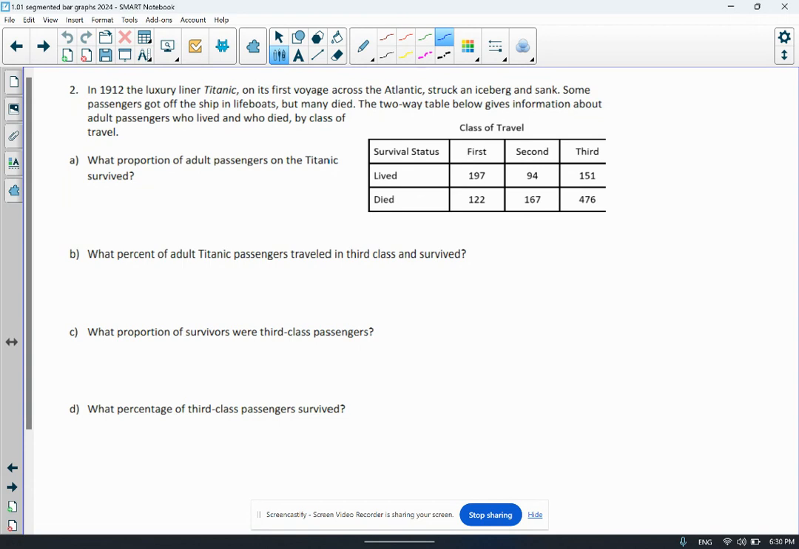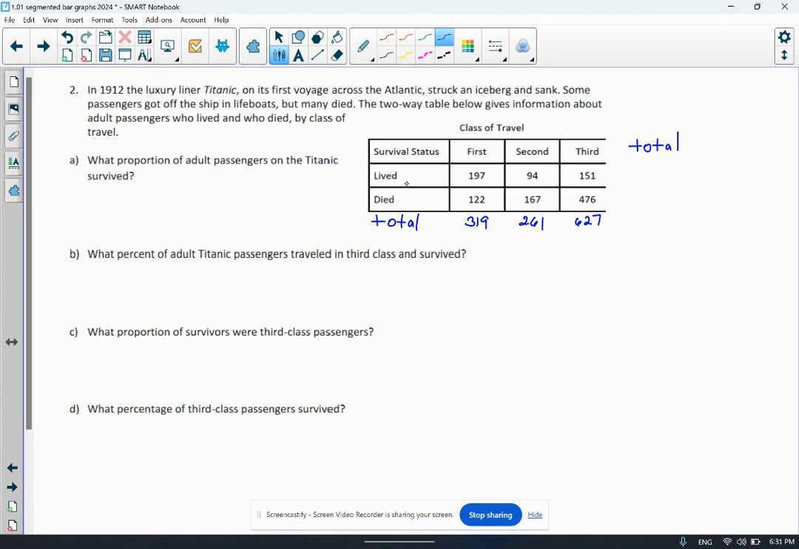And so the first thing you need to do is, in this particular contingency table, they don't give you the row and column totals. So you have to calculate them out, and those are called the marginal frequencies. So the number of first class passengers, if you add it together, is 319. The number of second class passengers is 261, and the number of third class passengers is 627.